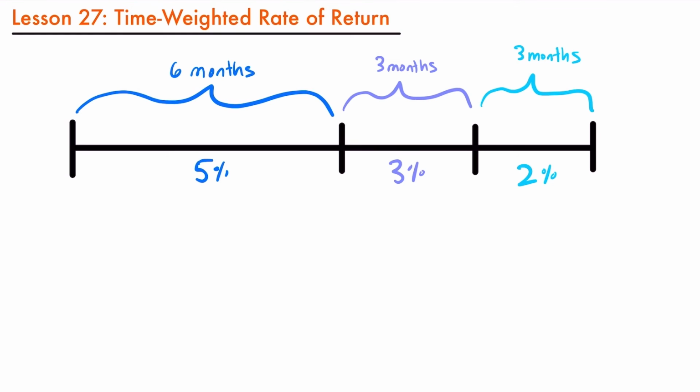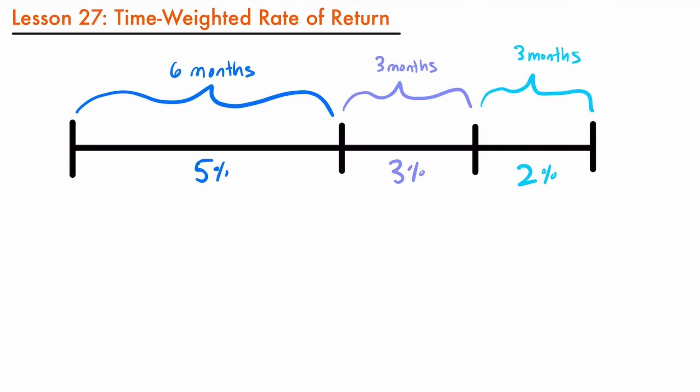For example, if you take a look at this timeline here, where we are looking at a time period of 1 year, let's say that we had a fund or an account that had a 5% interest rate for the first 6 months, and then a 3% interest rate for the next 3 months, and then a 2% interest rate for the last 3 months. And so, what we would do to calculate the time-weighted rate of return for a scenario like this is to compound the returns for the fund for each of these parts of the year.